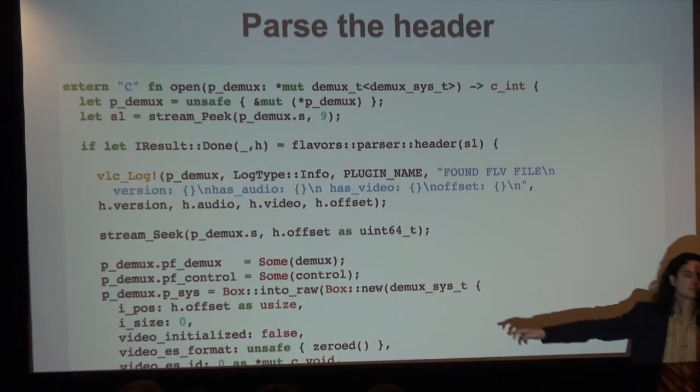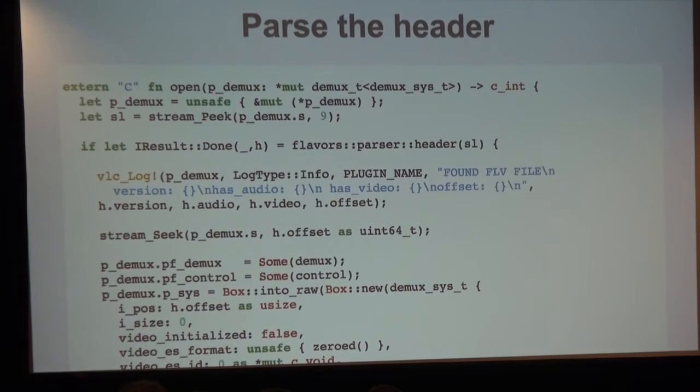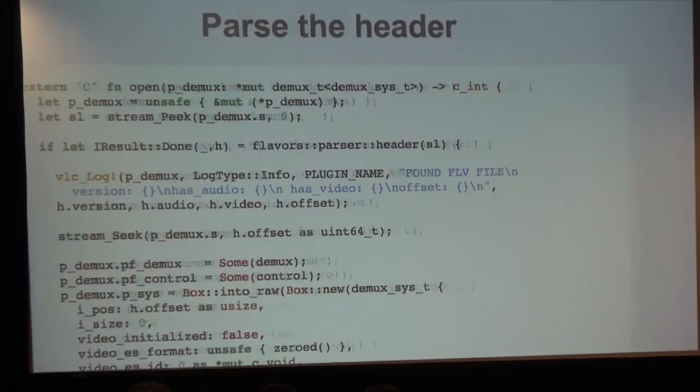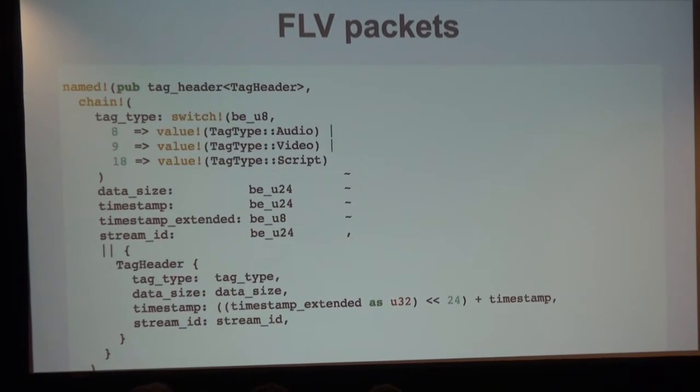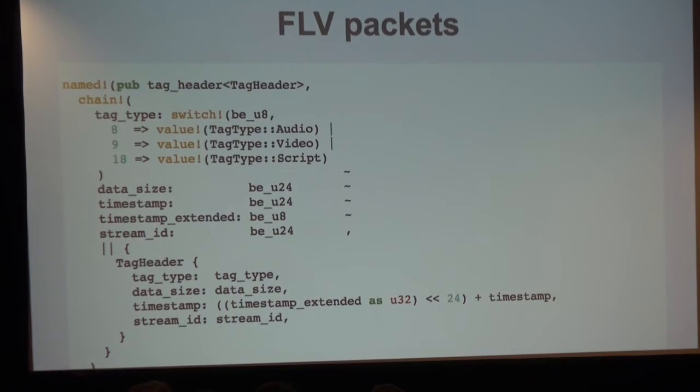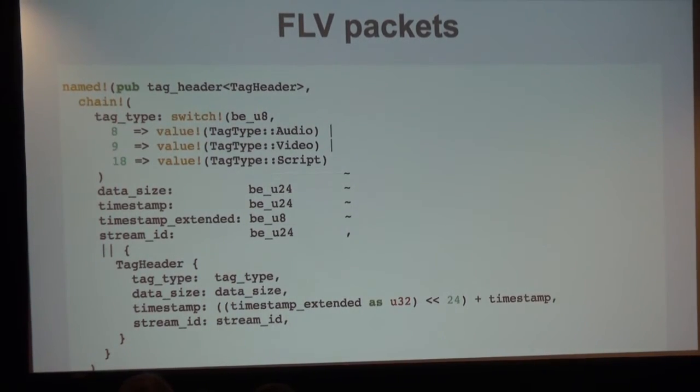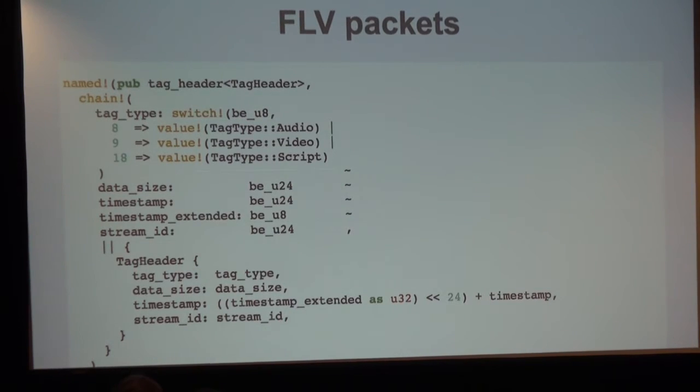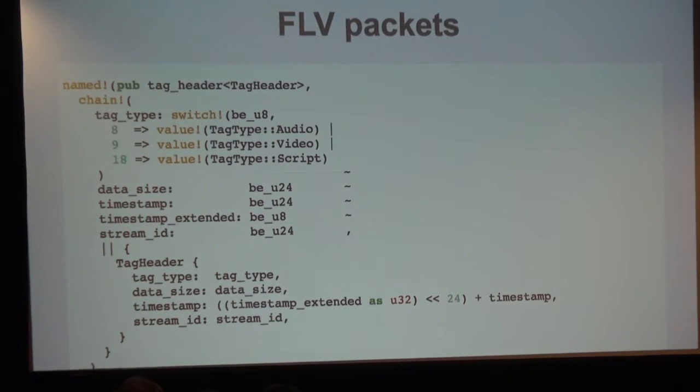I create a structure in C, in Rust, and I put it in a box, and I'll be given back that structure when I'm called afterwards, because I want to store some data for my demuxer, and this is the way I can interact with VLC. So, when I get to the first block, I decode a tag that says, okay, it's audio, it's video, or script, and I have the size of the data, and a few things like the timestamp indicates when I need to present that part of the data. So if it's audio at second one, and video at second one, I know I have to present both of them at the same time.